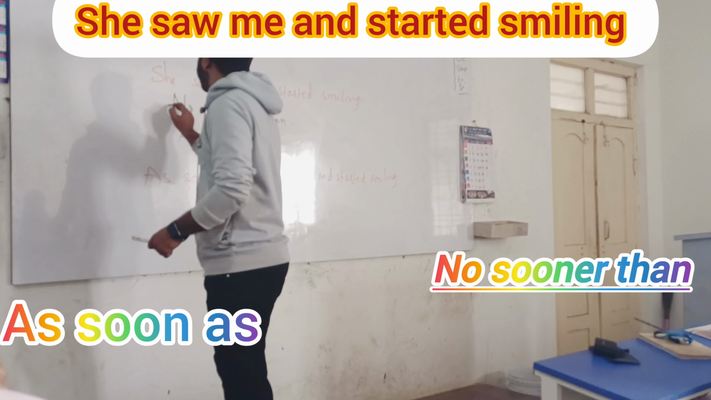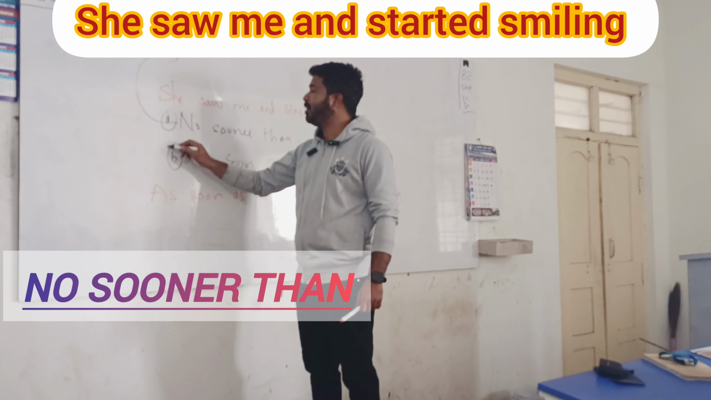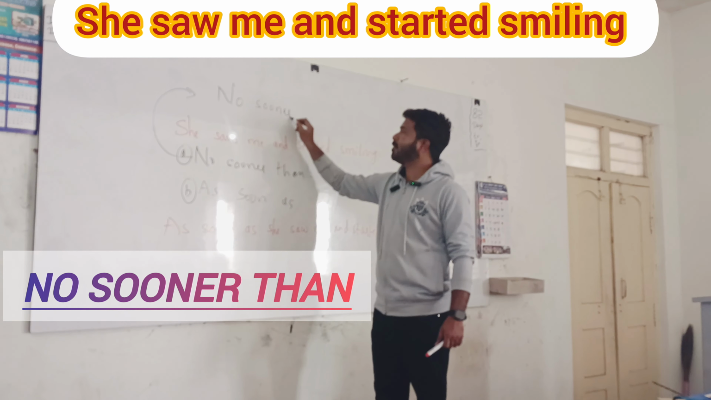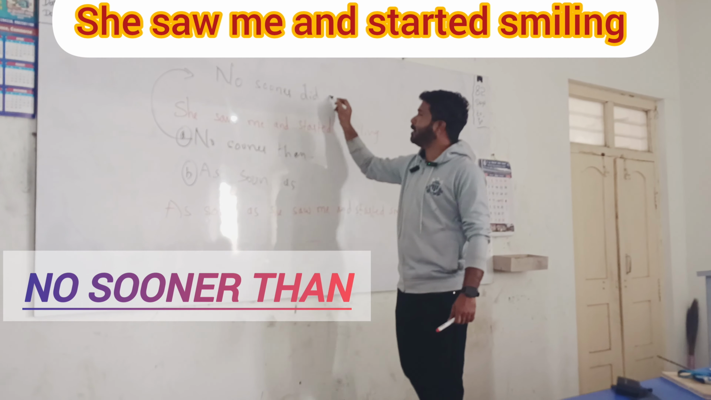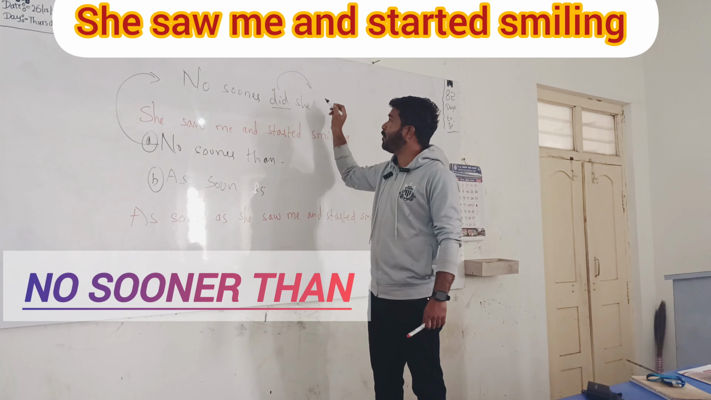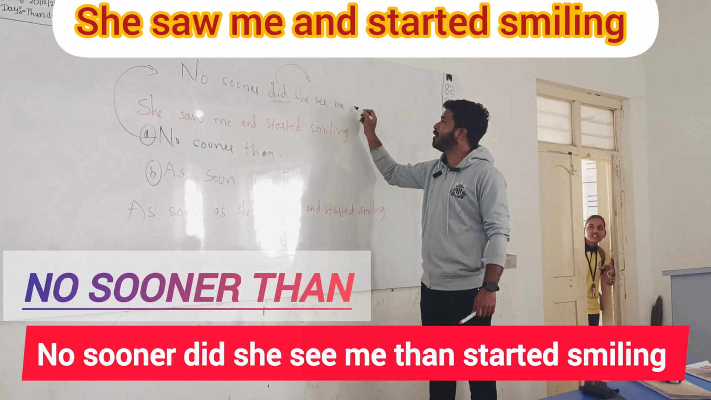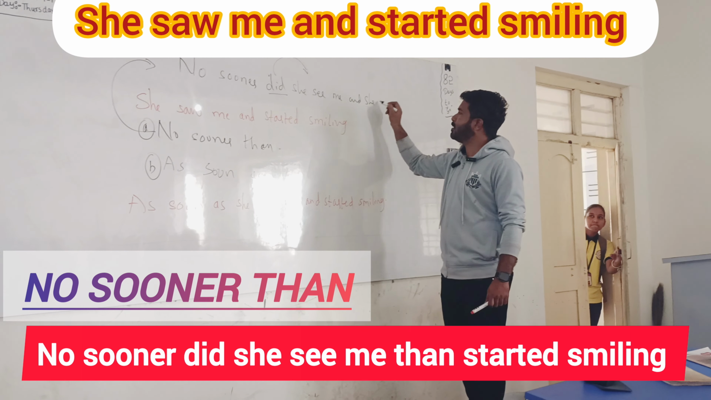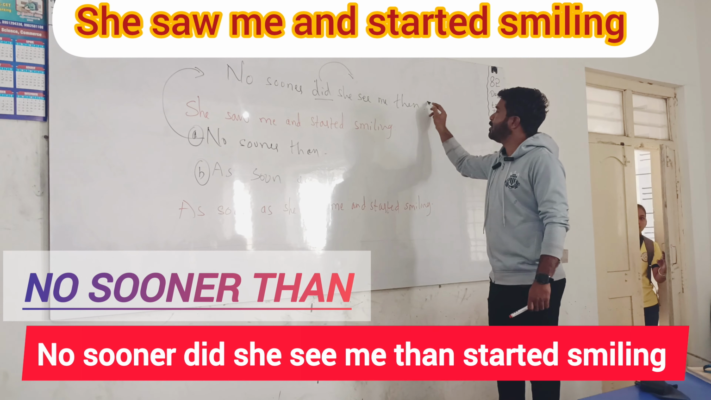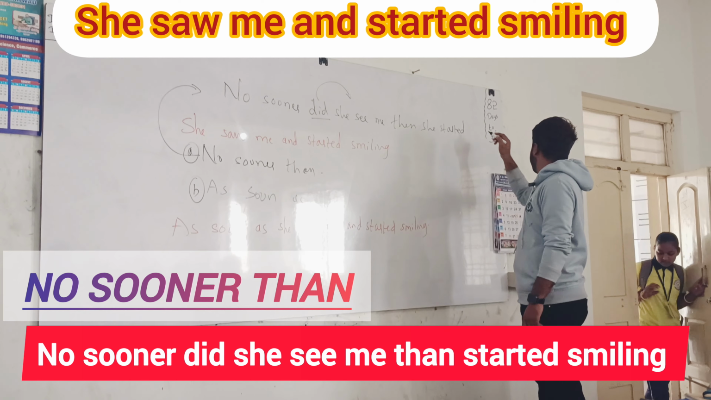I'll write here. No sooner, this one. Use of no sooner. This is A and this is B. Start with no sooner. No sooner did she see me. So when you use did, saw becomes V1, see. No sooner did she see me, then she started coming. Started, take your book, sit outside.